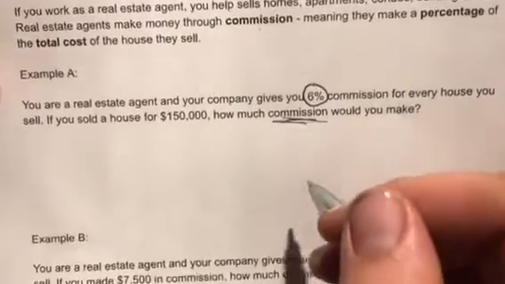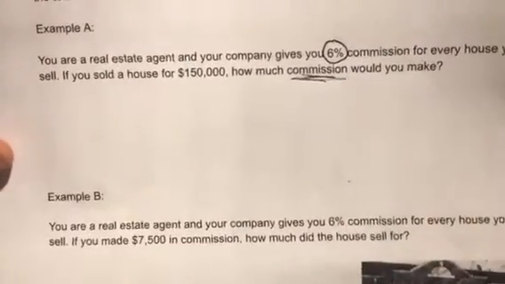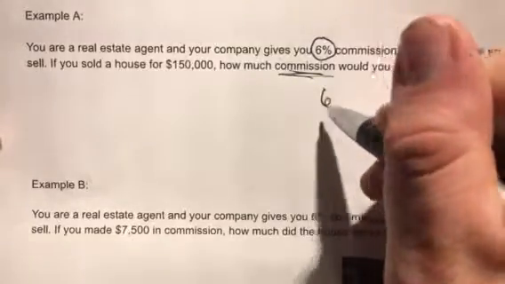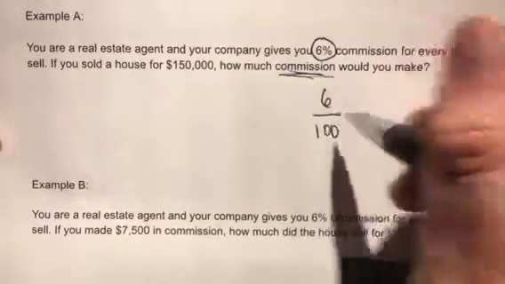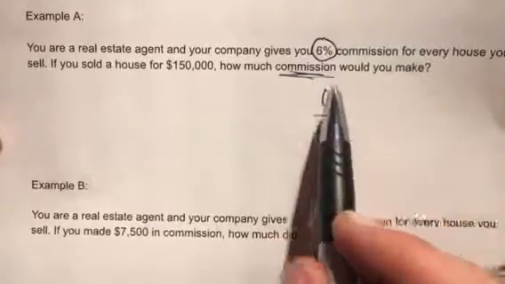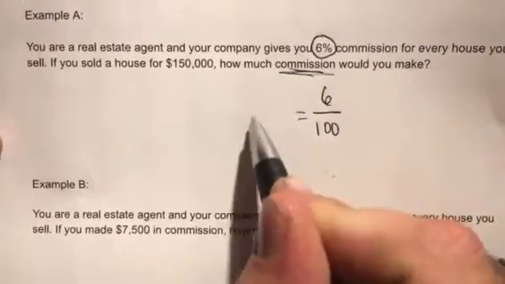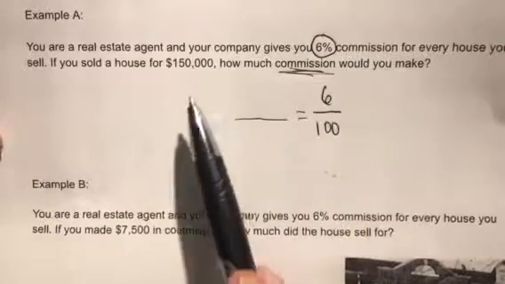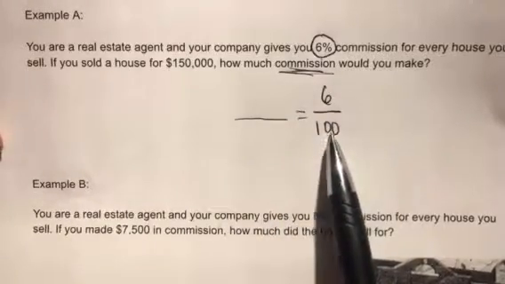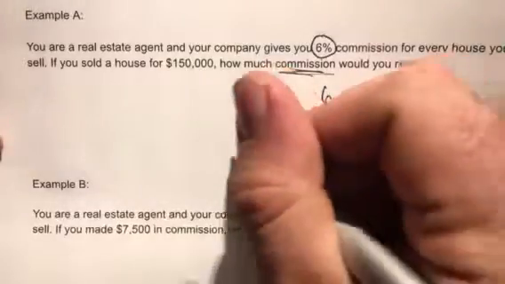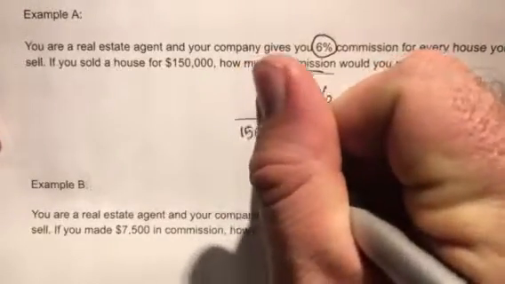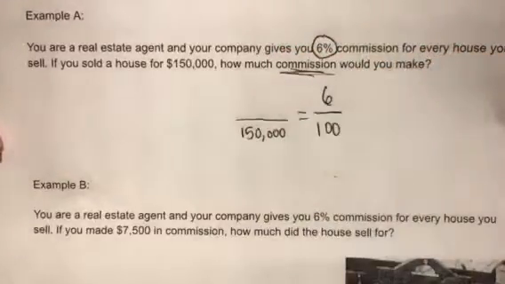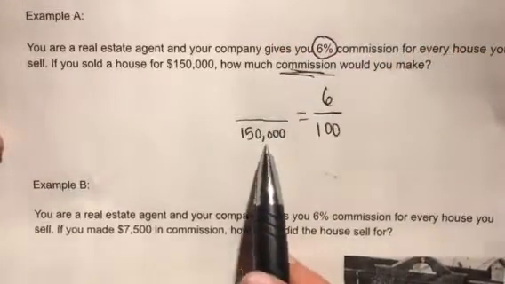Well, we can start off. We know 6% is 6 out of 100, because 6% is always out of 100. Now I can set that equivalent. And what I've got to figure out is where I put this $150,000. Well, if you make 6% of $150,000, that means $150,000 is the total home cost, which is 100% of what they paid for the house. So $150,000 goes in the denominator because the total always goes in the denominator.